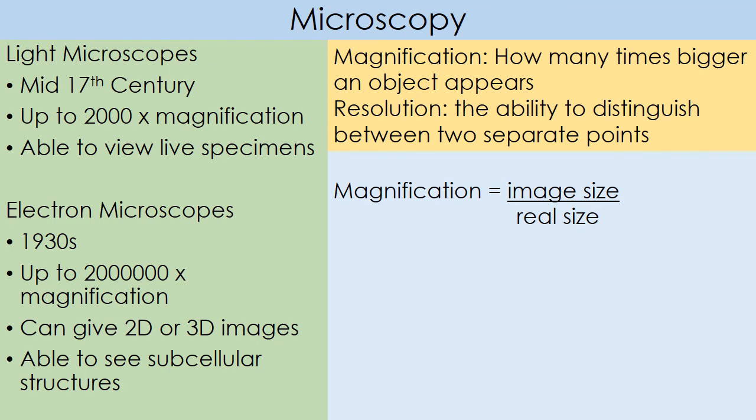Now, 2 words that we might need to know here. Magnification, which is how many times bigger an object appears, and resolution, which is the ability to distinguish between 2 separate points. So magnification is how many times we can zoom in and make it larger. However, resolution is how clearly we can see the image. Can we see that 2 points are separate? The better the resolution, the better that we can see that those 2 points are separate. And you'll see there as well, we've got our calculation that we need to know for this topic, which is magnification is our image size divided by our real size. We're going to have a look at that.